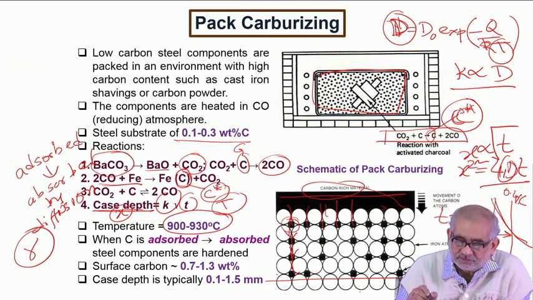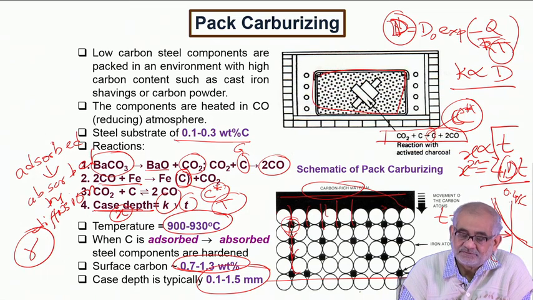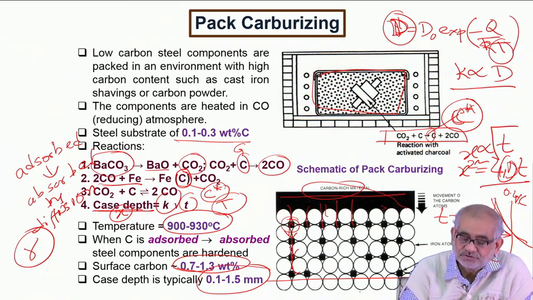But I would like to re-emphasize the fact that in order to enrich the surface with so high carbon and achieve a depth up to about 1.5, 2, 3, maximum 6 millimeter, we should have sufficient carbon potential in the environment. And that is possible through this kind of a reaction, where barium carbonate dissociates, gives barium oxide and carbon dioxide. Carbon dioxide reacts with activated charcoal, creates carbon monoxide.